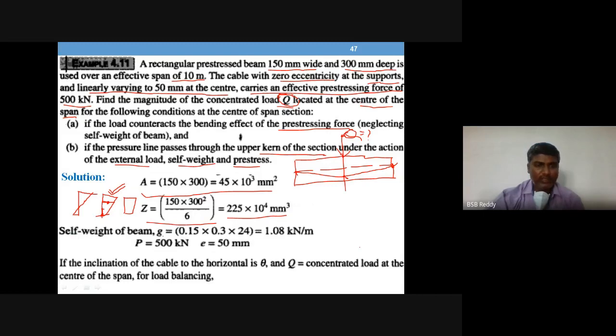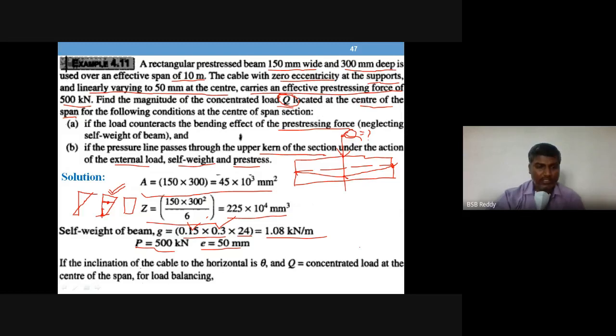Then self weight of the beam to be calculated by just cross sectional area multiplied by the gamma of concrete. And be careful with the substitution here. You shall be substituting in meters. The cross sectional dimensions, like 150 mm convert to meters, 300 mm convert to meters. Okay, and substitute, you get this gamma value in terms of kilonewton per meter, I mean self weight of the beam. Okay, and the load value given to you, and the eccentricity given to you, 50 mm at center.